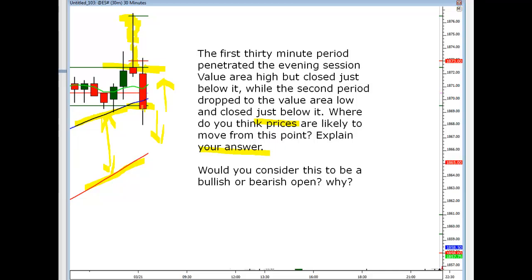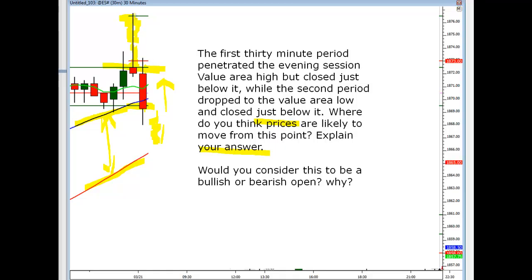Now, if that's the case, I would expect prices not to drop, but to go back up for a second test. After all, if my momentum and my trend is to the upside, this could just be a simple retrace, and let's go back up for a retest. That's why I would want to be long, and I would take a long entry at this point.